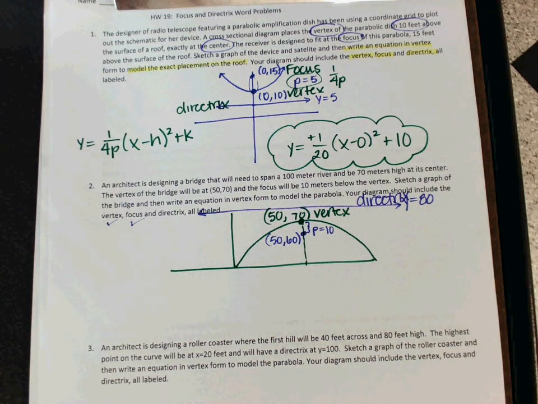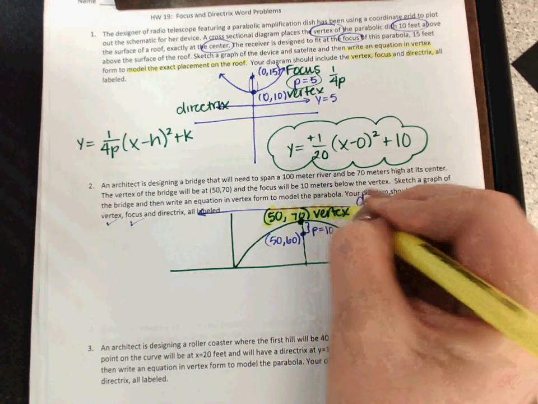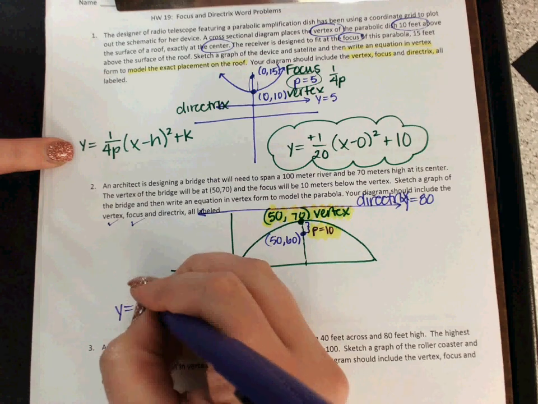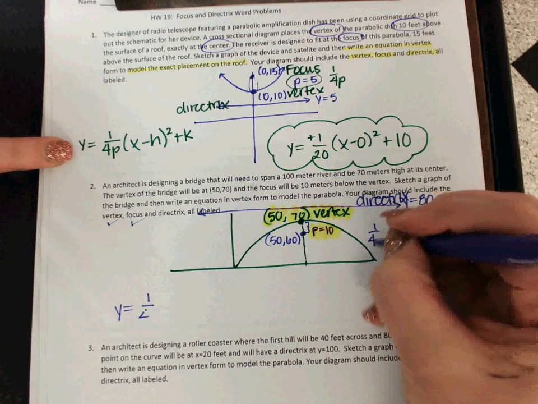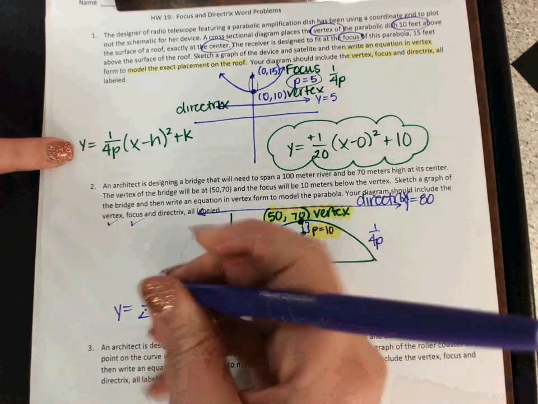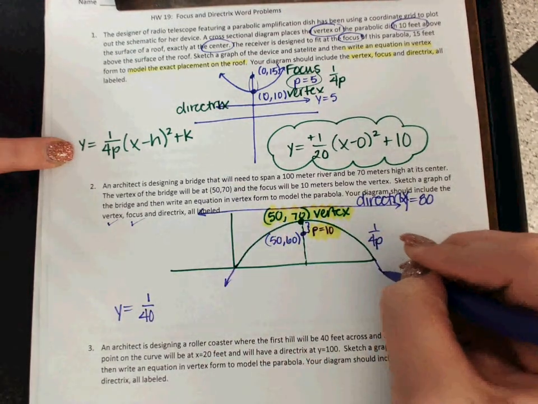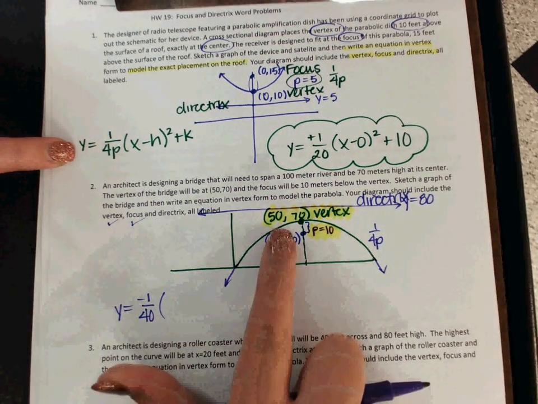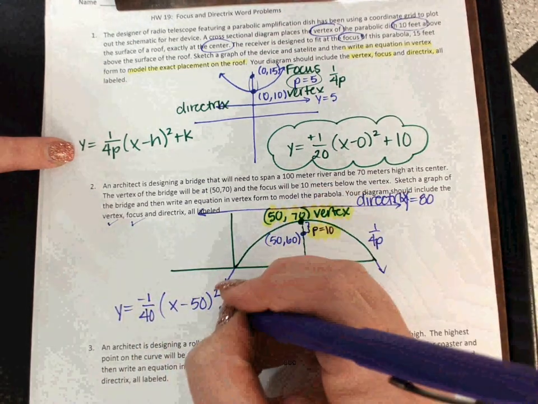Then remember, the 2 important pieces for me to write my equation would be the (50, 70) of the vertex and the fact that p is 10. So I'm coming back to this original equation right here. I'd have y equals 1 over 4p, but if my p is 10, then 1 over 4p would be 10 times 4 on the bottom, which would be 40. Now, also notice that my parabola is opening down, so that means I have to put a negative in the front. Then for my x, this was a 50 as my vertex, so it'd be (x minus 50) squared, and then my y value was a 70.